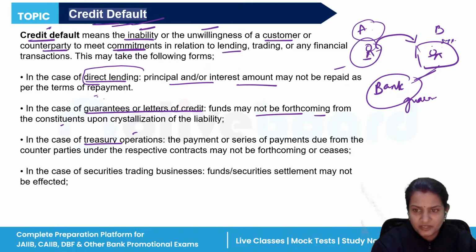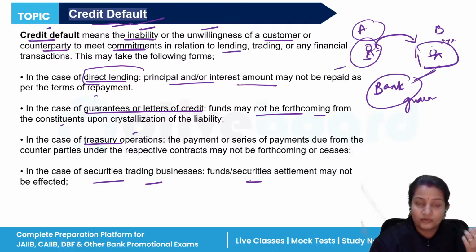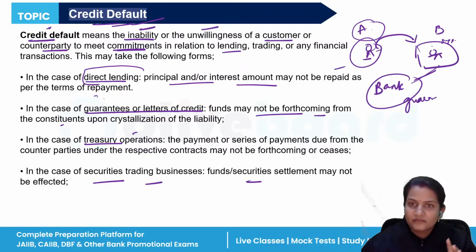In case of treasury operations, the counterparties are not fulfilling the contracts which they have made. They are not agreeing on any particular scenario. In case of securities business, the settlements of securities are not done due to the default made by the parties. So credit default may occur in any way, in any case. It just means inability or unwillingness of a customer.